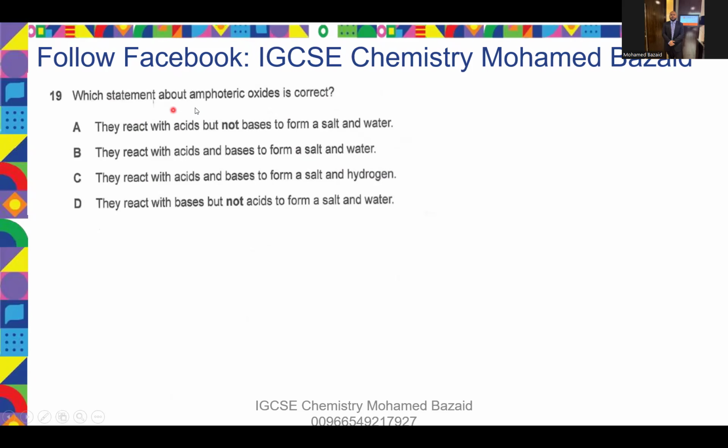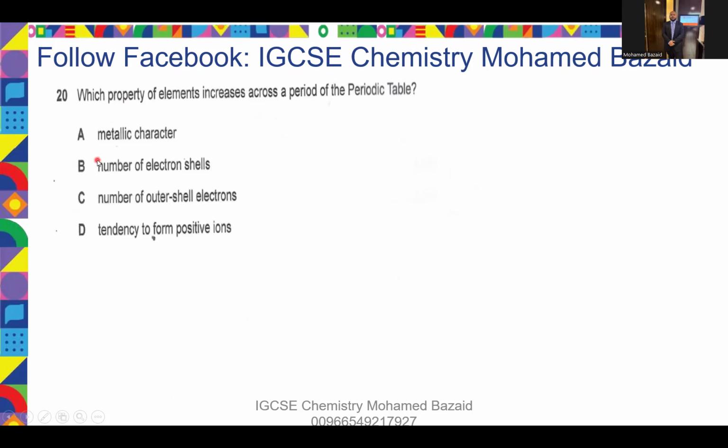Question 19. Which statement about amphoteric oxide is correct? As you know, an amphoteric oxide, from its definition, reacts with both acid and base to form salt and water. Maybe you are confused between B and C, but letter C says they react with the acid and the bases. Yes, true. To form salt, true. And hydrogen, oh no, it is not correct. To form salt and water, so letter B is correct.